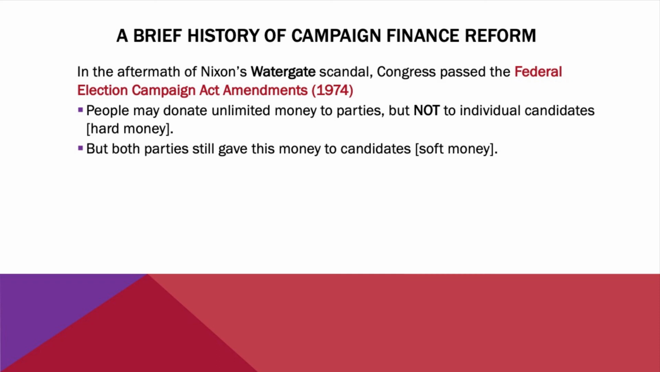So in the aftermath of Nixon's Watergate scandal, which grossly misused campaign donations, Congress passed the Federal Election Campaign Act Amendments of 1974. So in this act, people could donate unlimited money to parties, but were limited in the amount of money they could contribute directly to a candidate. Note, this is referred to as hard money. However, parties were still able to funnel money directly to candidates, which is known as soft money.